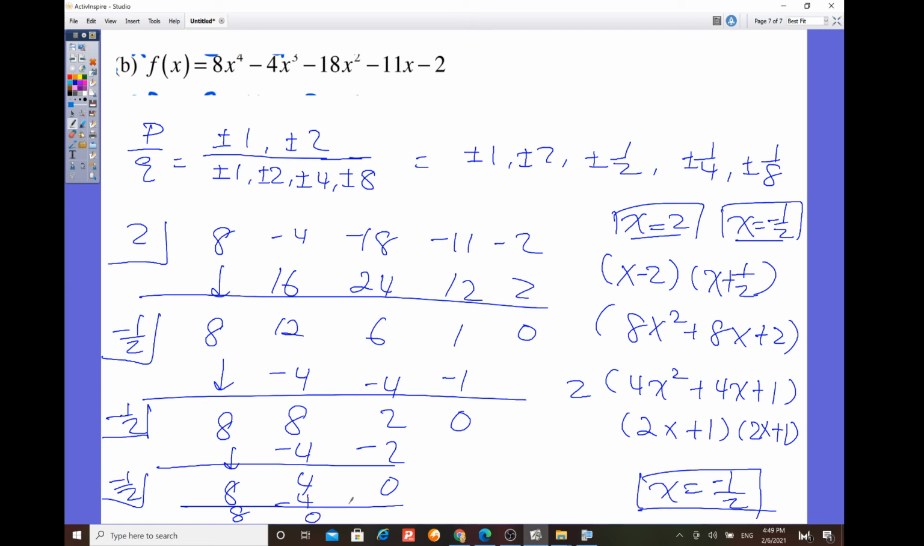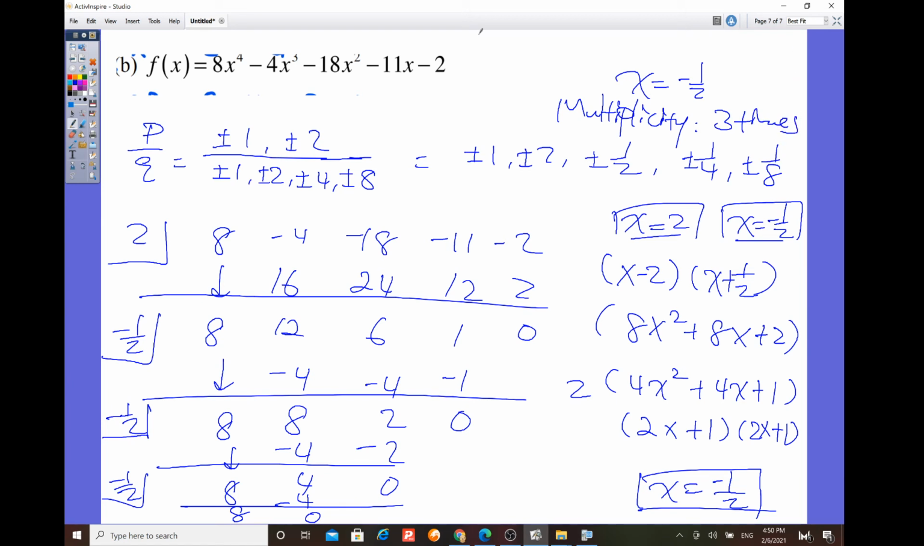So 2, and then negative 1 half. So that would be the multiplicity. So that appears 3 consecutive times. So make sure that this way you need to say that x equals negative 1 half. Multiplicity: three times.